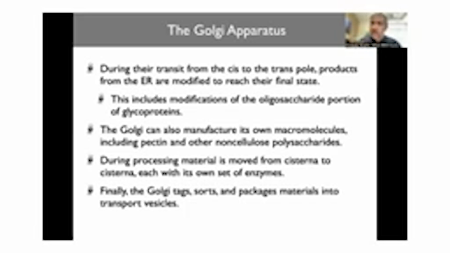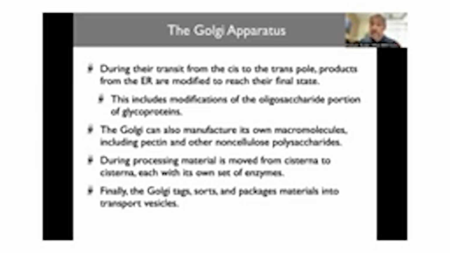With time, we have understood that many proteins carry glycosylation changes, and these changes are very vital to the functionality of these proteins. So two things that the Golgi accomplishes are, one, modifying the protein in such a way that its functionality is optimized, and two, ensuring that it has all the pieces required to deliver the protein to very specific sites inside the cell. The Golgi can also manufacture its own macromolecules, including pectin and other non-cellulose polysaccharides.